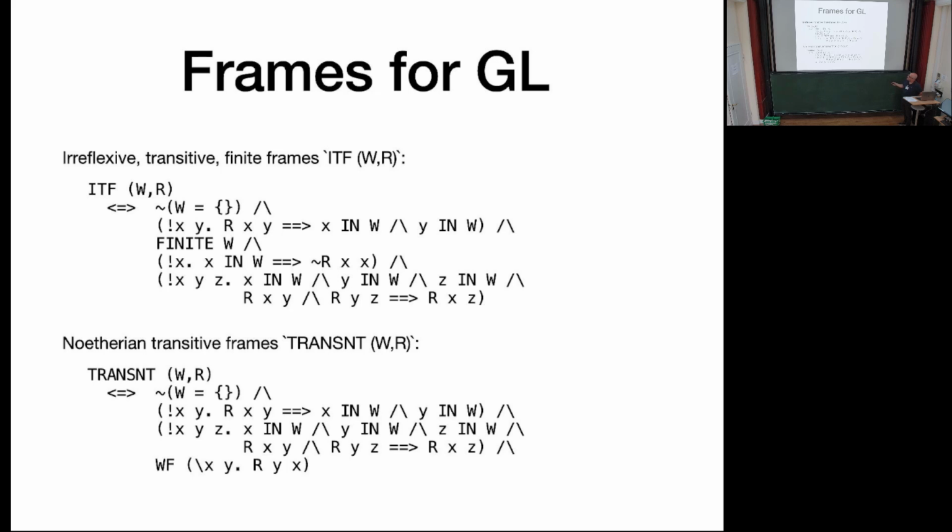R is irreflexive, so for all X in W, not RXX, and it is transitive. And there is another interesting set of frames, which are the transitive Noetherian frames, which is useful to consider because they are precisely the frames where the Löb axiom is valid. I'm not going to speak about that, it's not important.